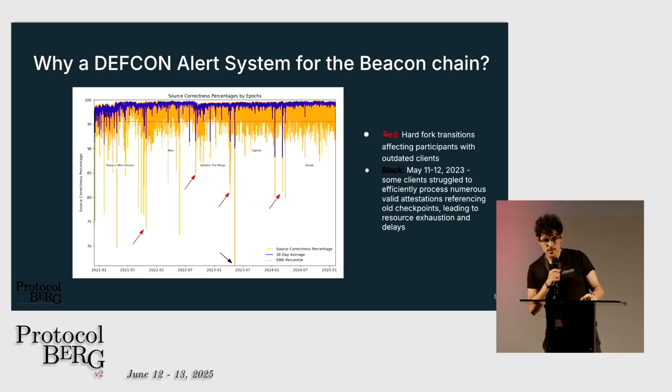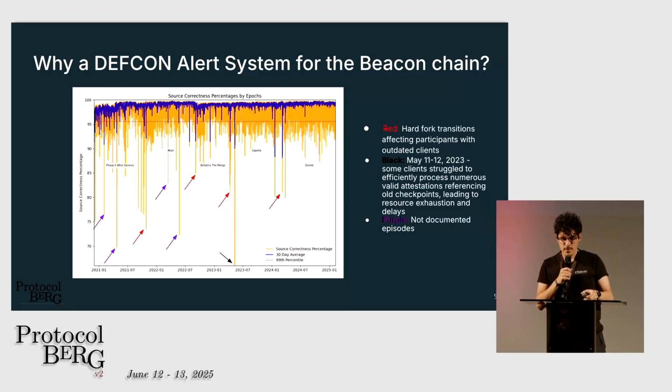Here, with this black arrow, we have an important period where the correctness percentage went below 66%, which means that block finalization was not ensured. That was a big problem that happened in May 2023. Then we found some other moments with concerning dips in correctness percentage. We don't know why this happened, and we don't even know if the community knew that this was happening at the time.